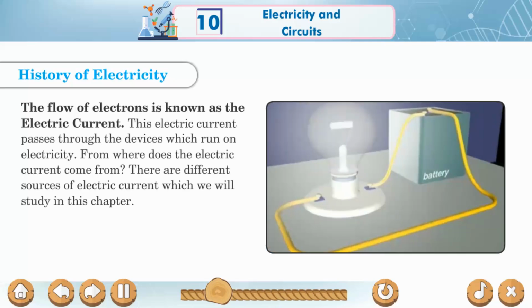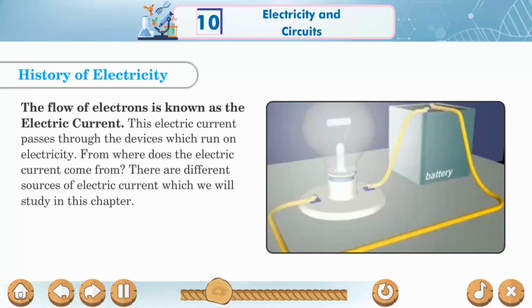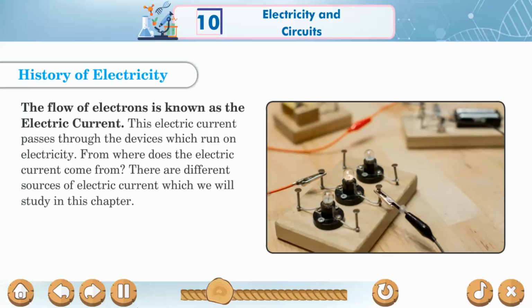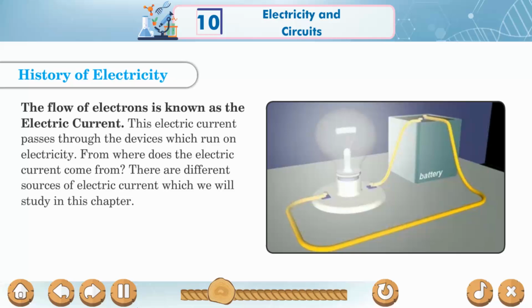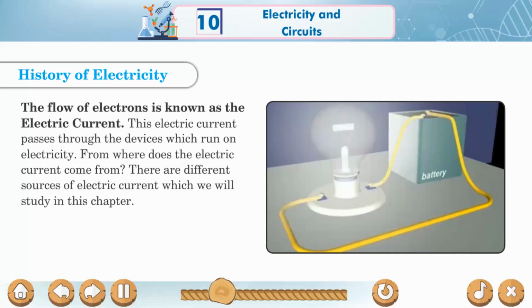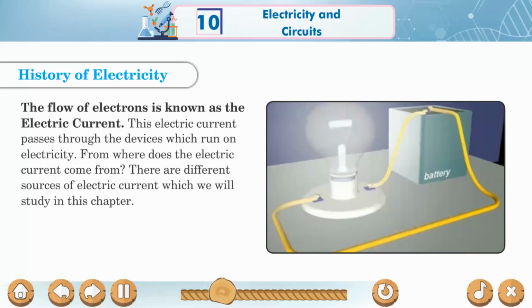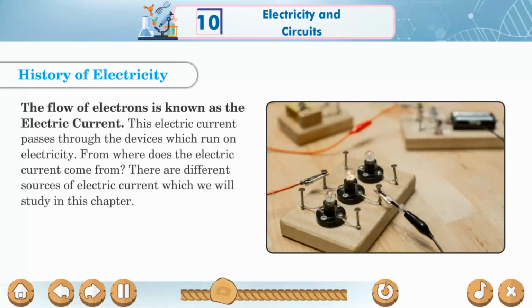The flow of electrons is known as the electric current. This electric current passes through the devices which run on electricity. Where does the electric current come from? There are different sources of electric current which we will study in this chapter.